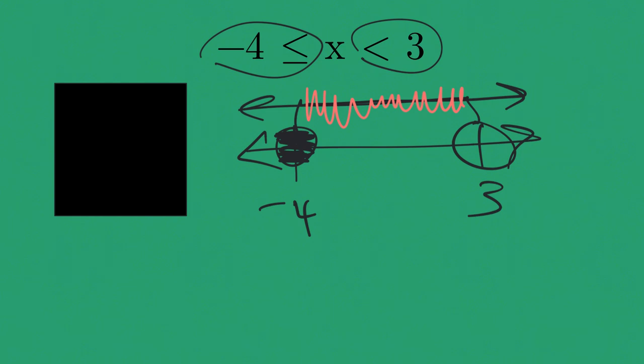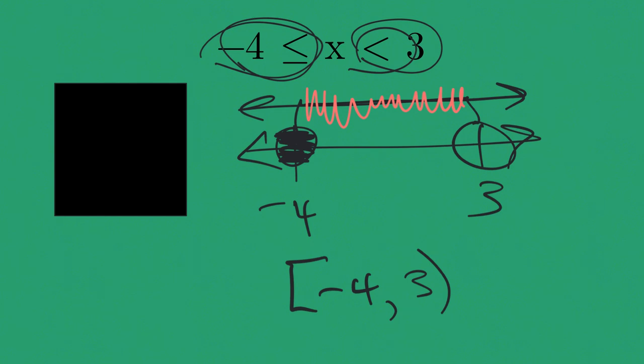So now watch this. Interval notation. We're going to write this answer in interval notation. And remember what I said: greater than or equal to is a bracket, so we're going to put a bracket around -4. And less than is a parenthesis. We're going to put a comma, a 3, and a parenthesis around 3. That right there is the interval notation for these solutions.